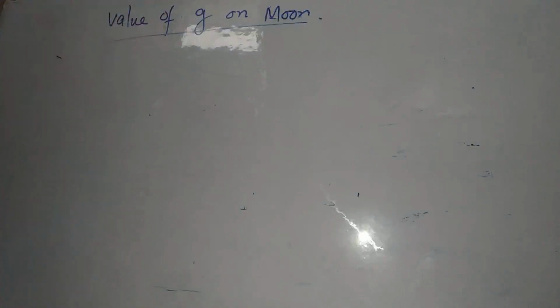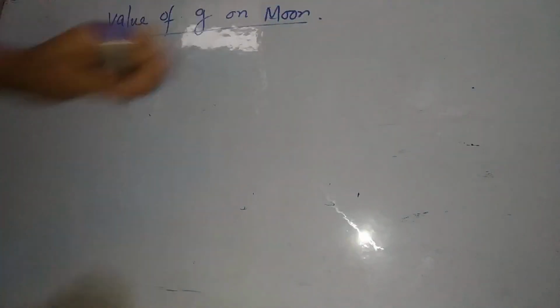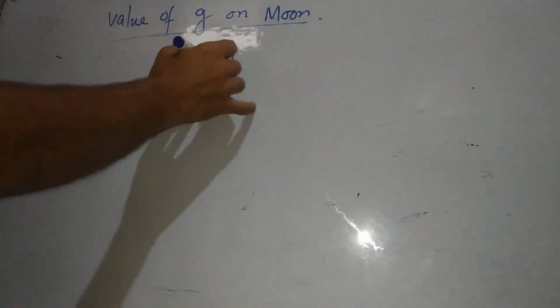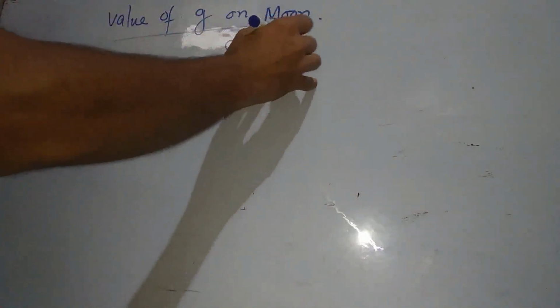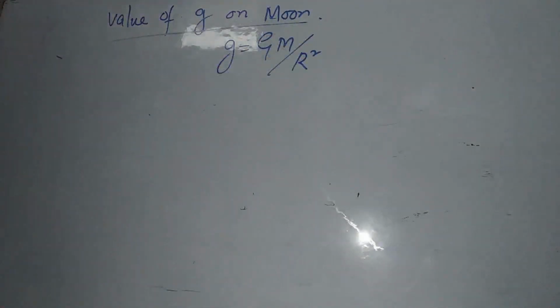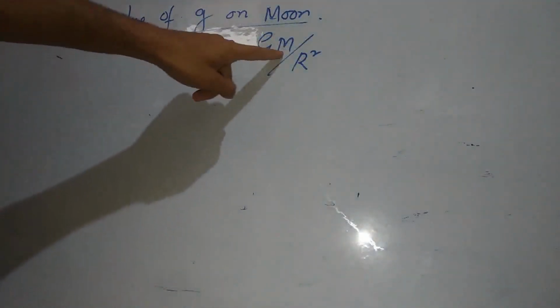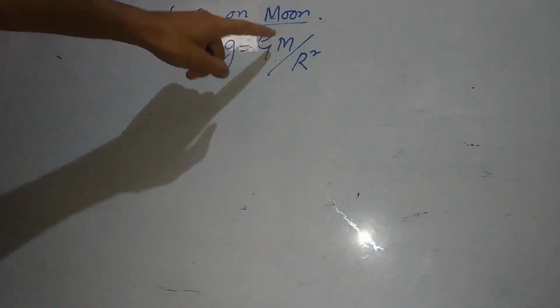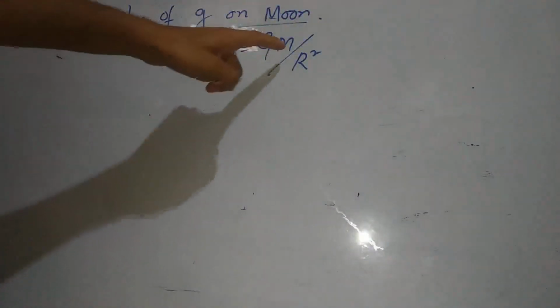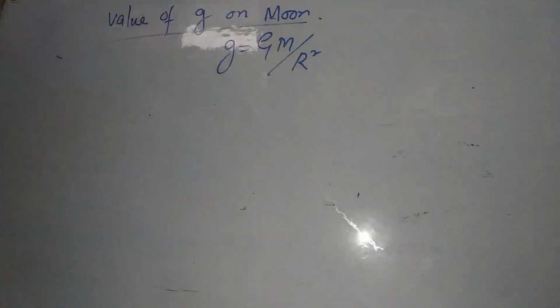Now we will calculate the value of g on Moon. We already know that small g is equal to GM divided by R square. So M here is the mass of the Moon, and R is the radius of the Moon.